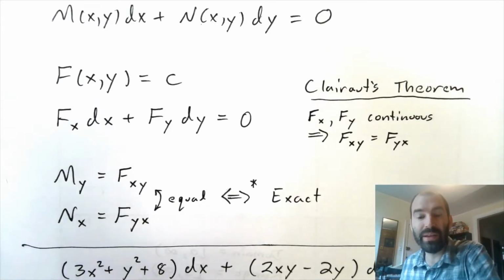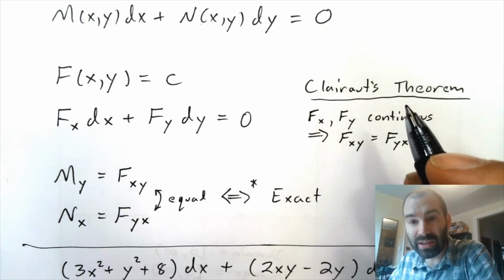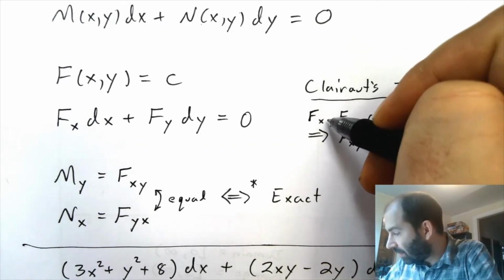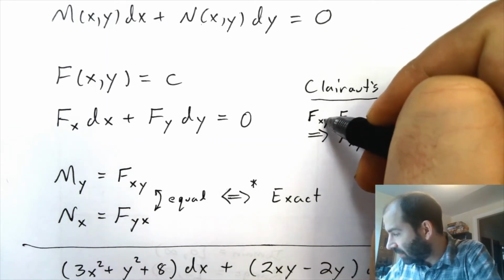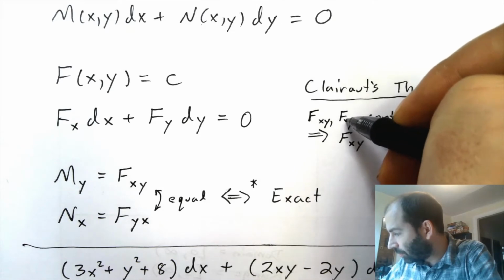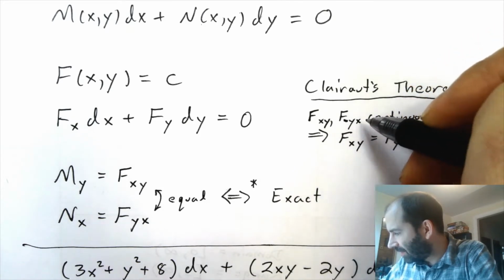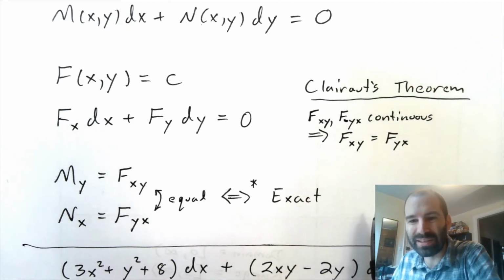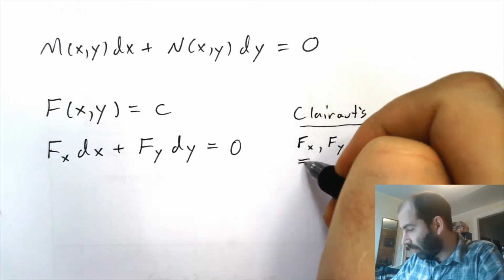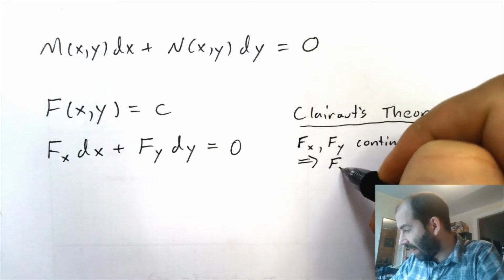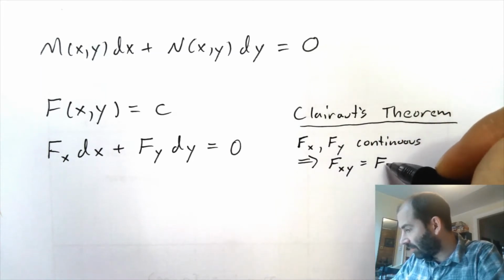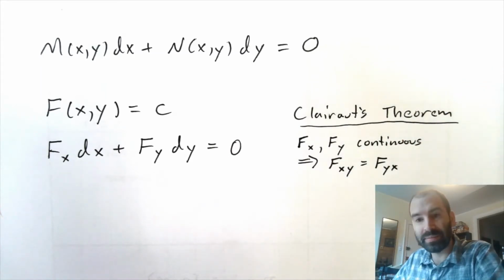I'm just popping in here briefly to point out I made a slight goof. We need the second partial derivatives to be continuous, not just the first partial derivatives. Then that implies that f_xy equals f_yx. Those have to be the same. So we can make use of this theorem here.